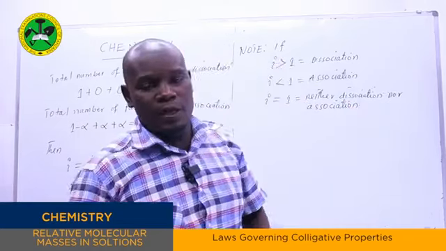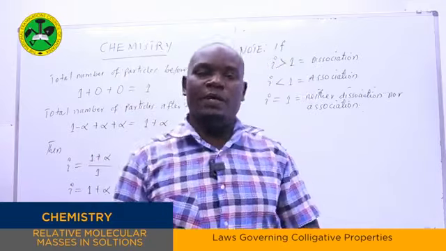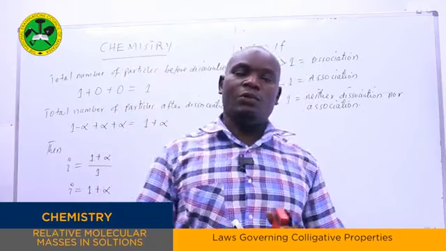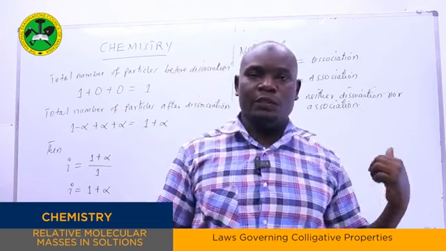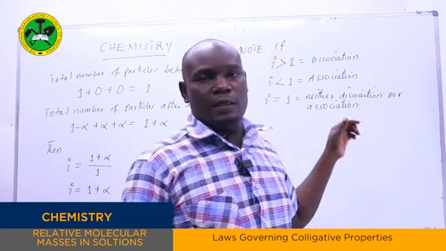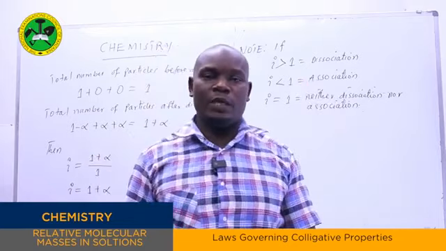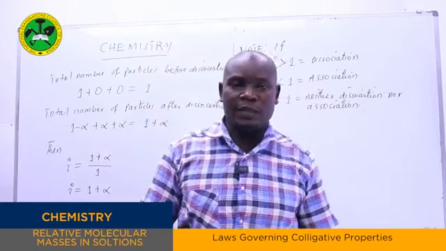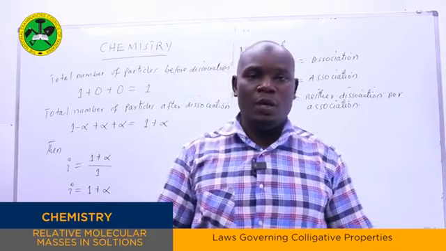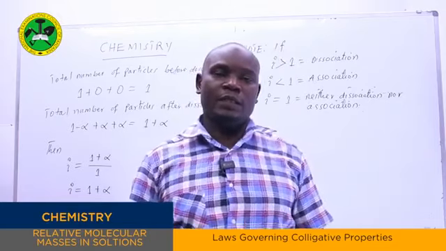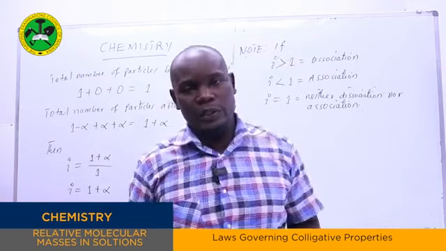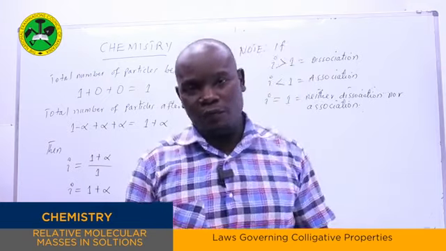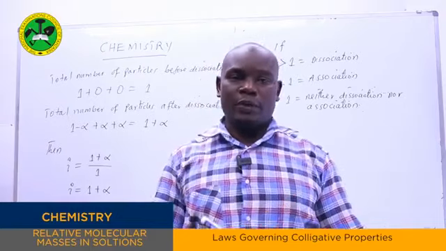Therefore, to determine the relative molecular mass of a solution that undergoes dissociation or association, we have to use Van 't Hoff's factor, and that is how it is calculated. And Van 't Hoff's factor is now introduced into the colligative properties equations, which are those of lowering of vapor pressure, freezing point depression, boiling point elevation, and the osmotic pressure.